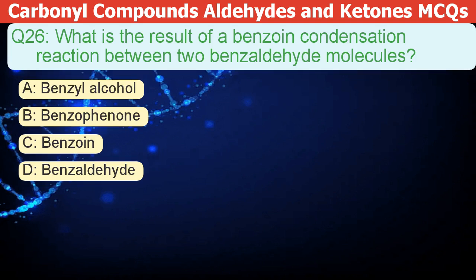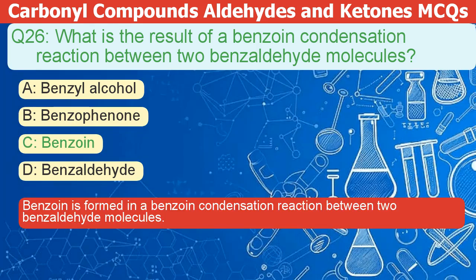What is the result of a benzoin condensation reaction between two benzaldehyde molecules? A. Benzyl alcohol. B. Benzophenone. C. Benzoin. D. Benzaldehyde. The correct answer is C. Benzoin is formed in a benzoin condensation reaction between two benzaldehyde molecules.